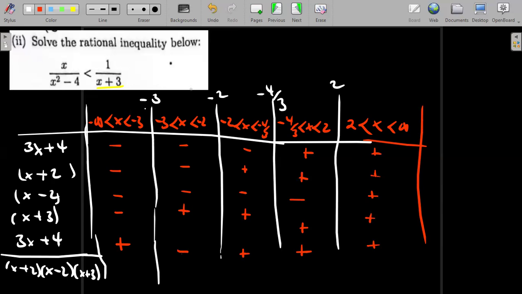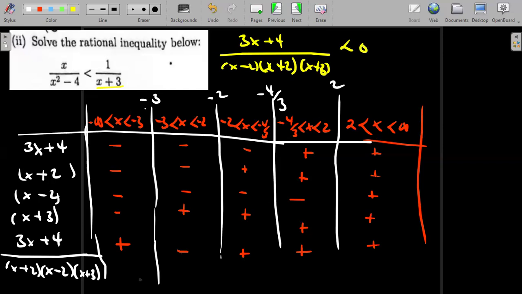So then we are saying that we're looking for something that is less. This here was equated to what? Less. So we're saying 3x plus 4 over x minus 2, x plus 2, then x plus 3, and we're saying this is less than 0.